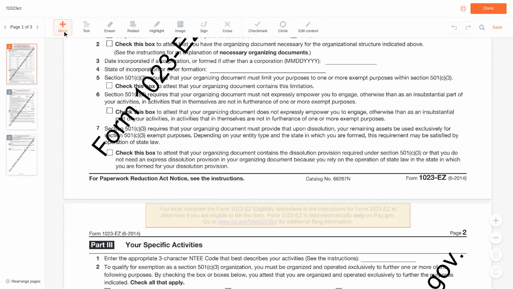IRS Form 1023-EZ is the streamlined application for recognition of exemption under Section 501(c)(3) of the Internal Revenue Code. Small organizations with projected annual gross receipts of $50,000 or less and total assets of $250,000 or less may use this simplified version instead of the longer Form 1023. Approval grants the organization federal income tax exemption and allows donors to deduct their contributions.